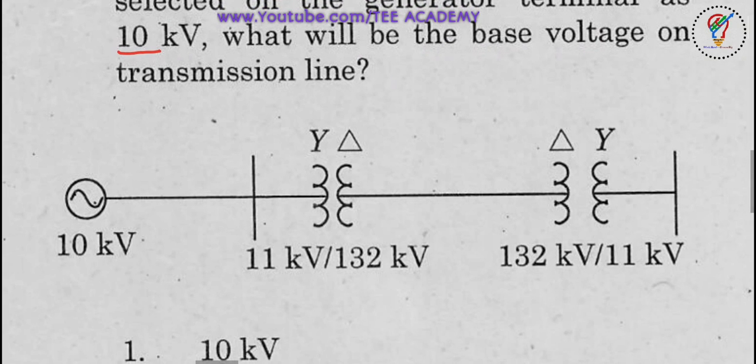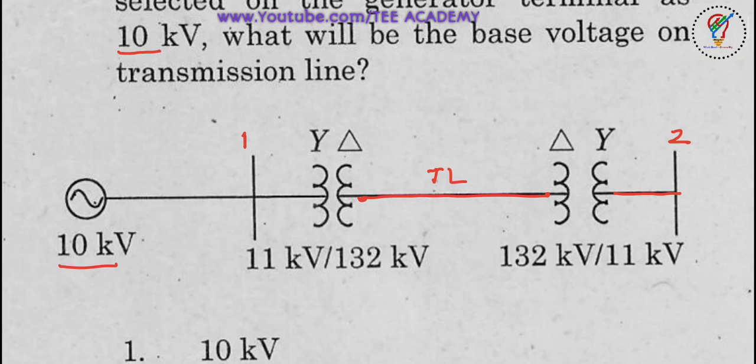Now here there is a generator which will have a voltage of 10 kV, and there is a bus bar here. Let me take bus bar 1, and here is bus bar 2, and there is a transformer whose primary side is star and secondary side is delta, and here we have this transmission line. This entire section from here to here will be a transmission line, and this is a transformer here, delta to star, and this is a bus bar like this.